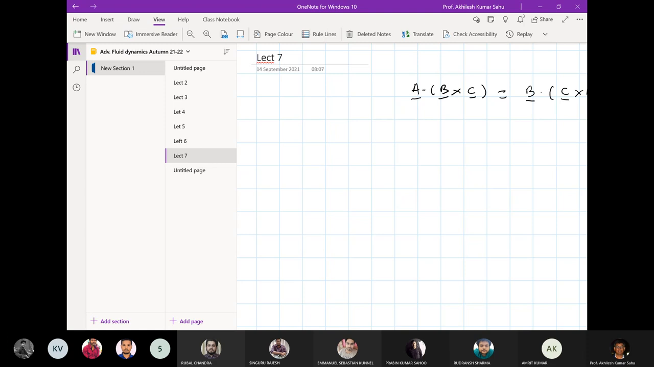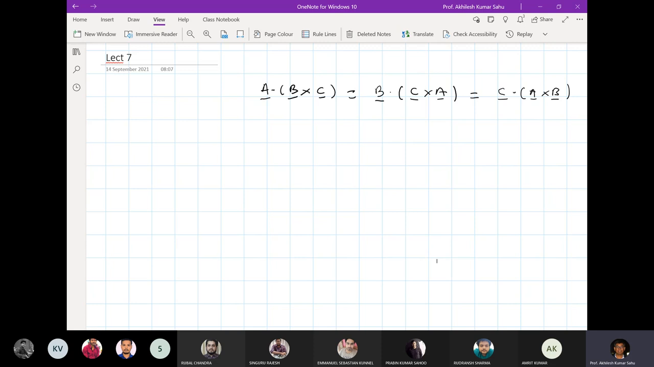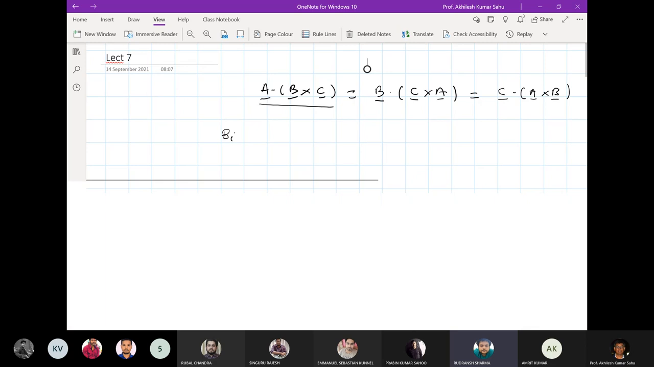Guys, Rudransh, yes sir. Tell me, how to write the index notation for this term A dot B cross C. Need to write the index notation for B cross C and then the dot product again. Okay, so B cross C, how will I write the B cross C in the index notation? B I B. I'm not really clear on this, sir. B I, okay. Acha.